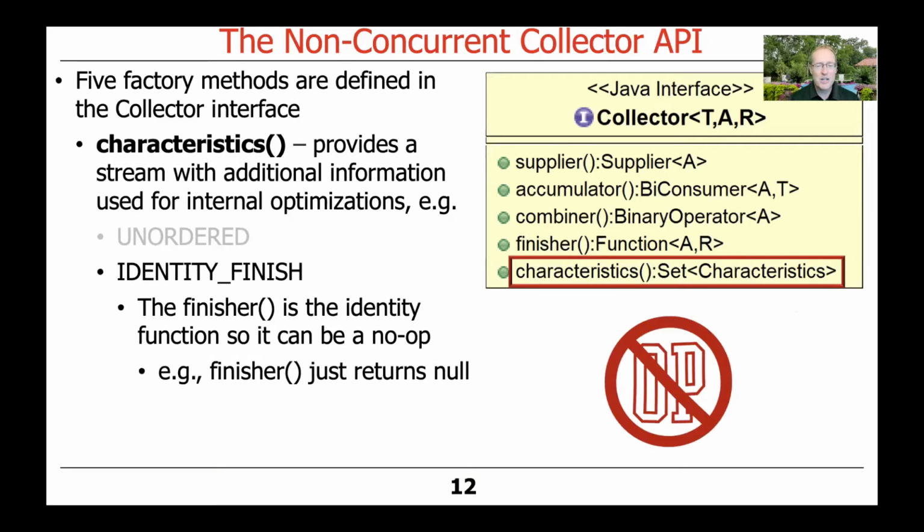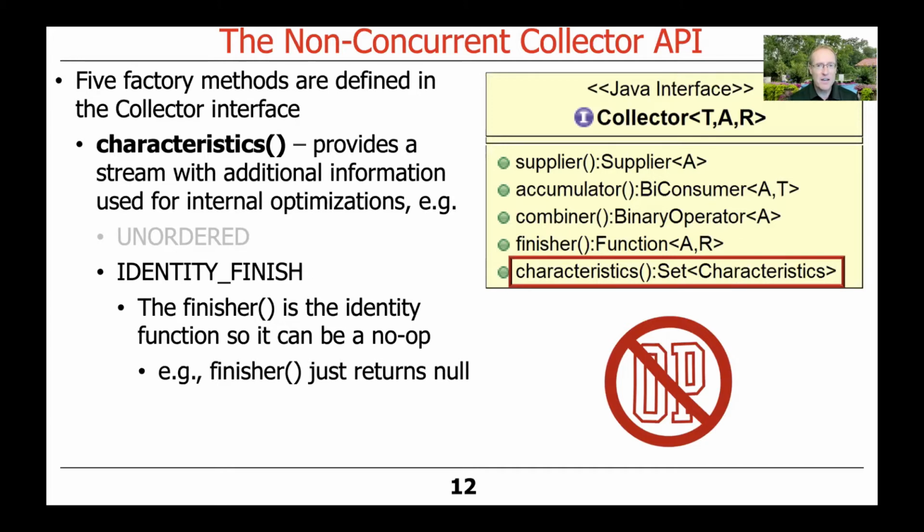Another characteristic is the so-called identity finish. And if you see, there's a method that's part of the collector interface or collector API that's called the finisher. And that's typically intended to provide the final result after all the elements have been accumulated into the mutable result container.